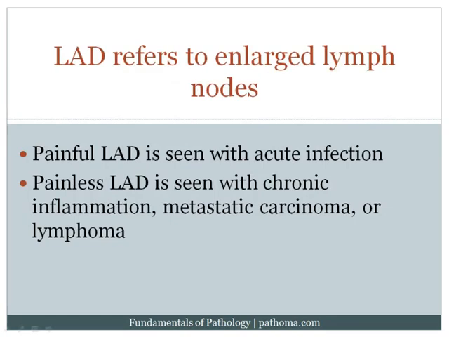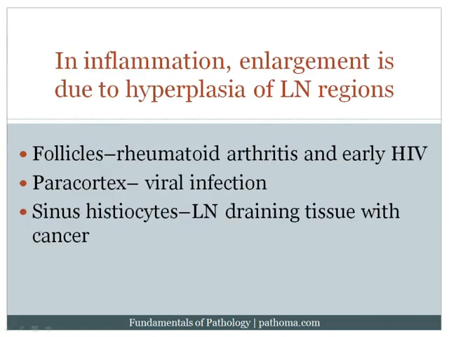However, when we have a reactive lymphadenopathy, meaning that the lymph node is big due to some chronic inflammation or reactive process, it is important to note that there is going to be hyperplasia of differing regions of the lymph node depending on the underlying etiology. For example, if the patient has rheumatoid arthritis, it's classic for there to be expansion of the follicles, and it's this expansion of the follicles that would lead to enlargement of the lymph node.